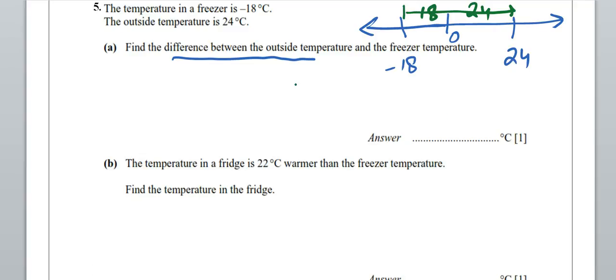So the total difference will be 24 plus 18. So it means 42 is the difference between the outside temperature and freezer temperature.